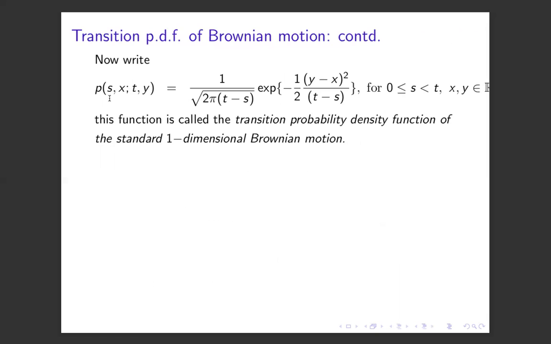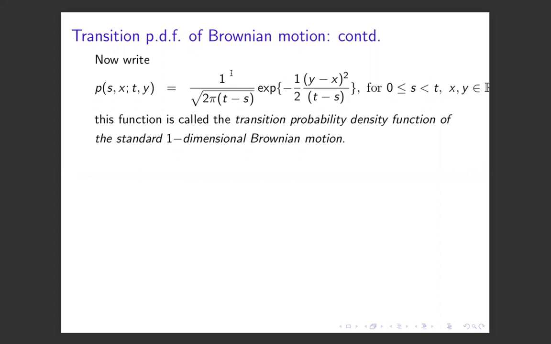So write it as P(S, X). At time point S, the process is at X, and you want to know, at time point T, what is the probability of it being in a neighborhood of Y. That is the role of the density function. So P(S, X; T, Y) dy is the volume element of where it will be, in a neighborhood of Y at time T.